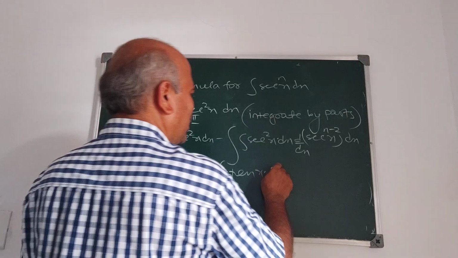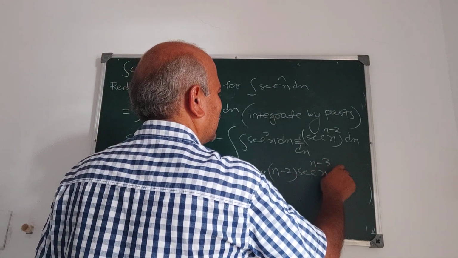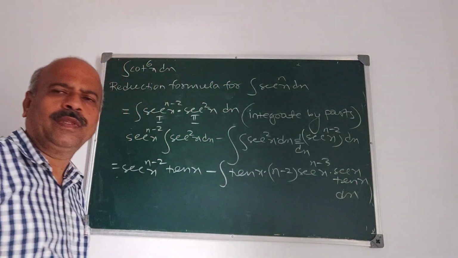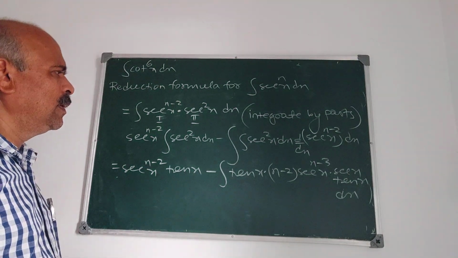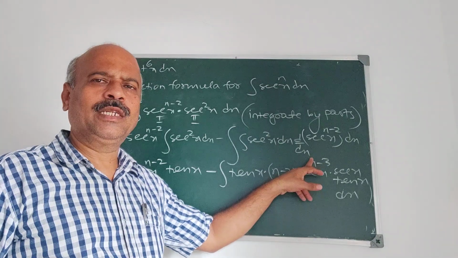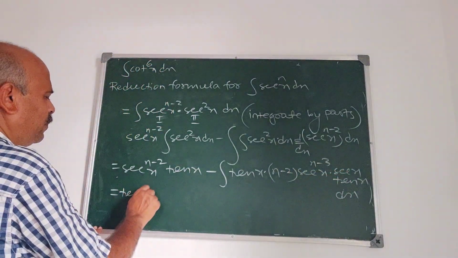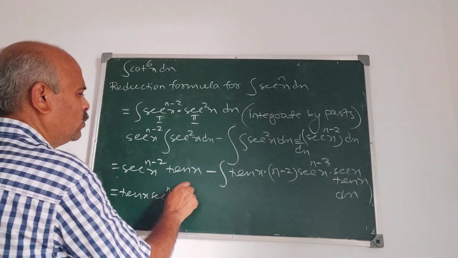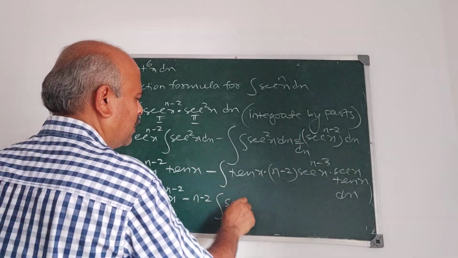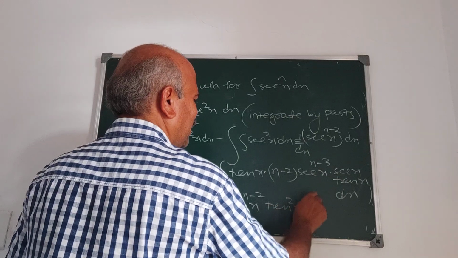What is sec x raised to n minus 2 differentiation? N minus 2 sec x raised to n minus 3 sec x into tan x with respect to x. See the differentiation. Sec x raised to n minus 2 differentiation is n minus 2 sec x raised to n minus 3 sec x into tan x. So tan x sec x raised to n minus 2 minus n minus 2 integral sec x raised to n minus 2 into tan square x dx.